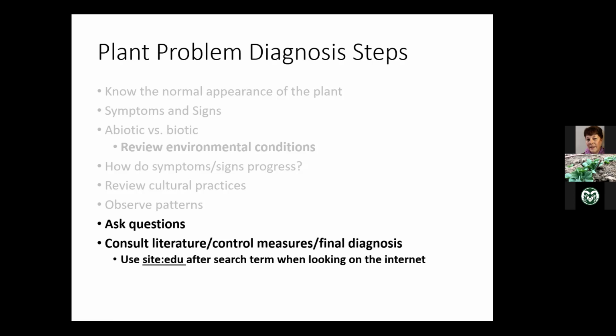And you can use other land grant universities. You can use Colorado State University. Utah State has some great information, especially for the Western slope, because their topographical and environmental conditions are similar. So it really is a good way to do that.